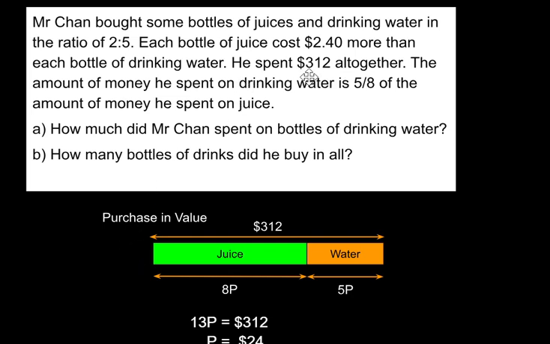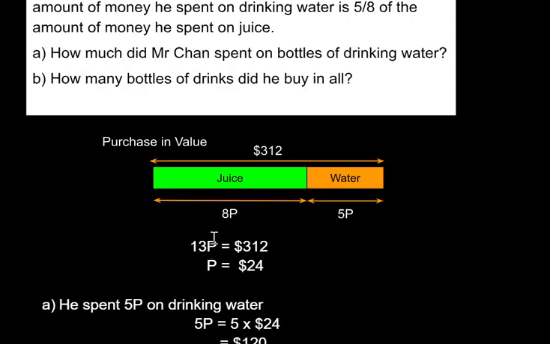He spent $312 together. The amount of money he spent on drinking water is 5/8 of the amount of money he spent on juice. So straight away we know that of the 312, he spent 5 units on water and 8 units on juice. Why? Because water is 5/8 of juice. So from here we can say that 13p is equal to $312. So p must be equal to $24.